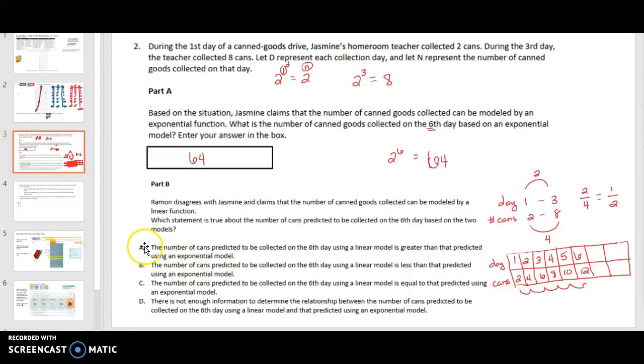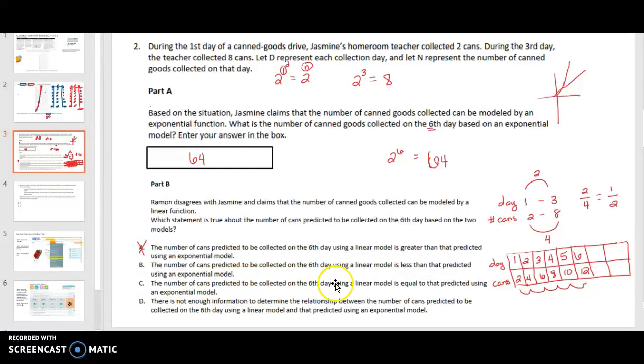So let's look at our answers. The number of cans predicted to be collected on the 6th day using a linear model is greater than what's predicted on exponential. That's not true. If you think about it, exponential functions are going to go up a lot faster than a line. So if you have a graph, an exponential function is going to increase this fast versus a line is going to do about this. Exponential functions get higher a lot quicker. The number of cans predicted on the 6th day using a linear model is less, so that is true. So that one works. Let's make sure all the other ones don't.